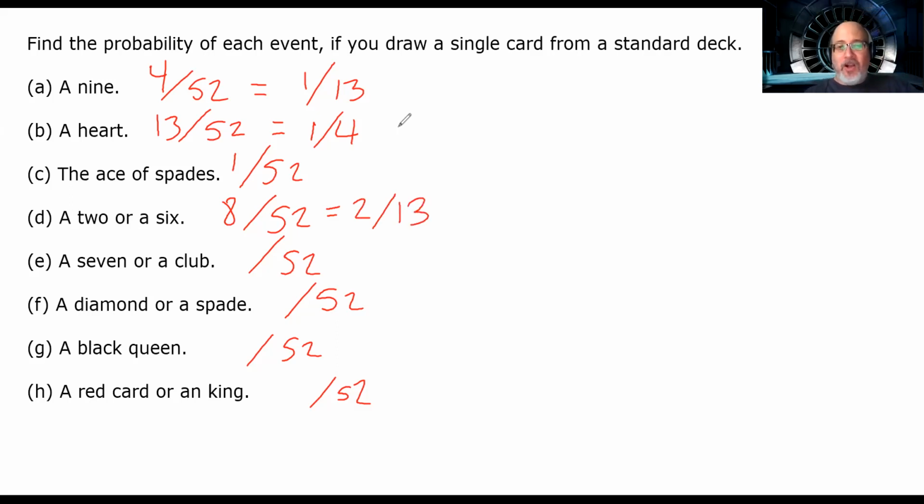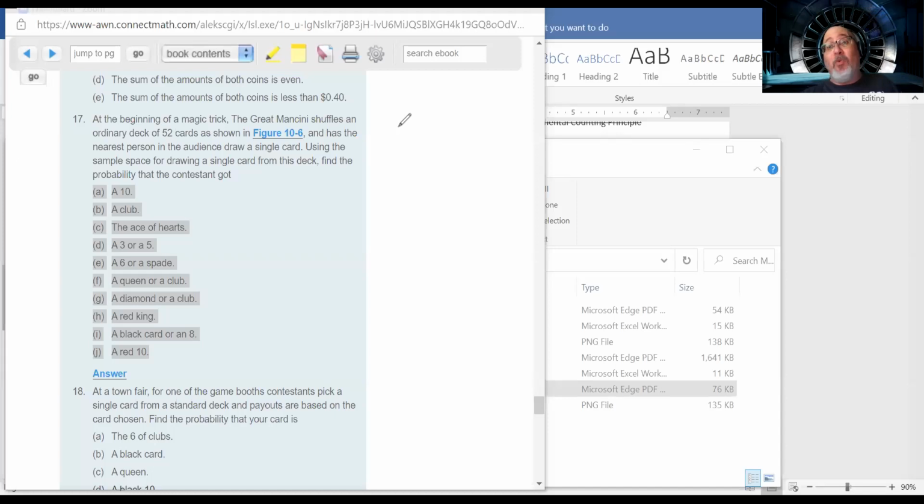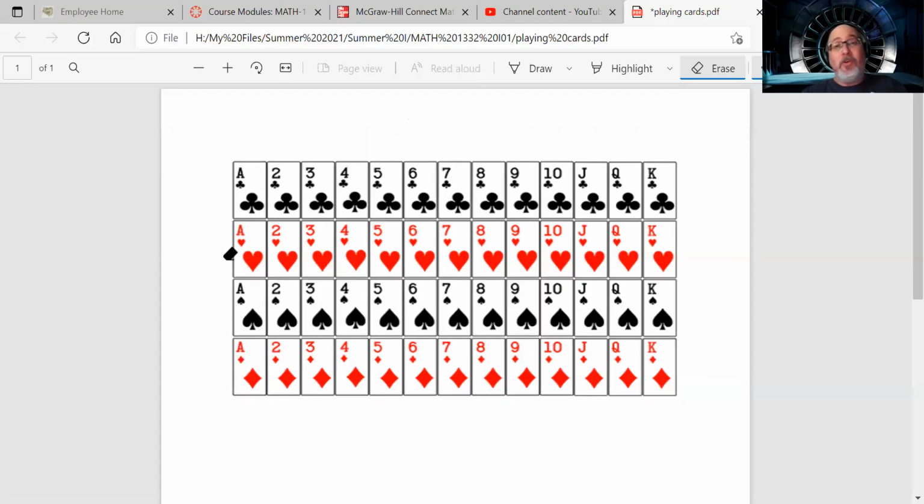A 7 or a club. Here's where we have to be a little bit careful. It does say the word or, which means it's just got to be one or the other. Could it be both? Could a card be a 7 and a club at the same time? Of course, the 7 of clubs.